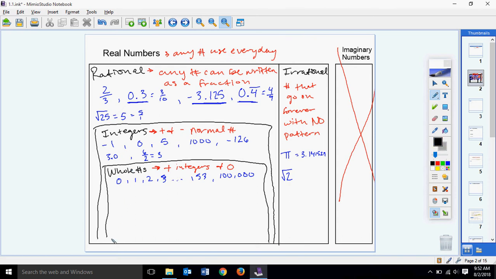Then we can break the whole numbers down. So within the whole numbers, there's another category, and those numbers are called natural. They're called natural numbers because it's natural to count. They're also known as the counting numbers. Now, if I said count the green circles up here, you would go 1, 2, 3, 4. Those are the natural numbers. And it goes on forever and ever.